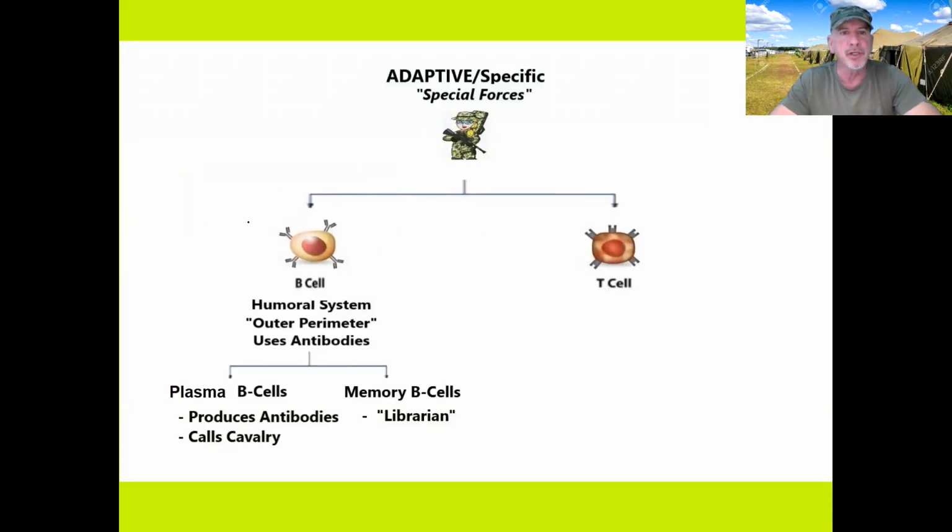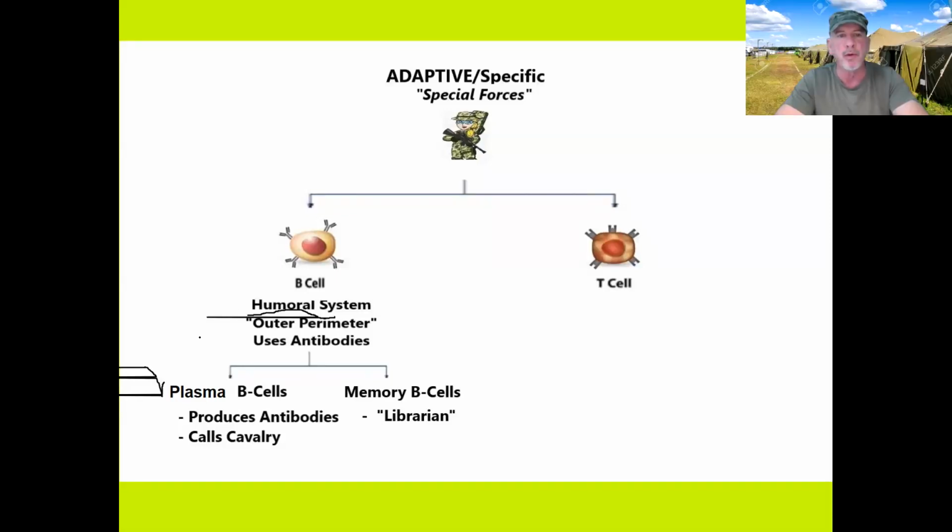Looking at the adaptive immune system, we have the B cell. The B cell is in the humoral system, humoral meaning blood. It's in the bloodstream. Your B cells travel around. This is kind of like the outer perimeter. There are two different types of cells. I think there's more than two, but the two general ones I want you to remember are the plasma B cells and the memory B cells. The plasma B cells are extremely important because they produce the antibodies.